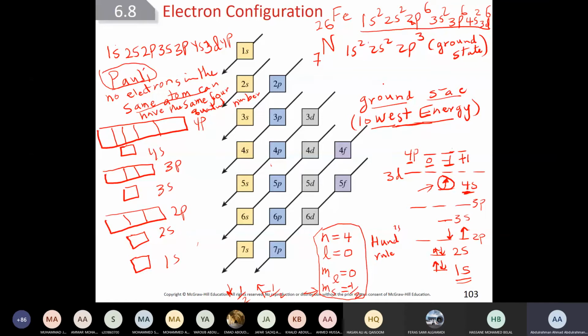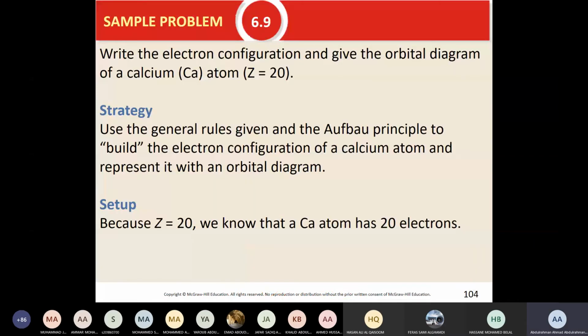I hope all of these things are very clear. Did you memorize the structure? I want you to memorize it extremely well. Now, let's go and solve this problem.